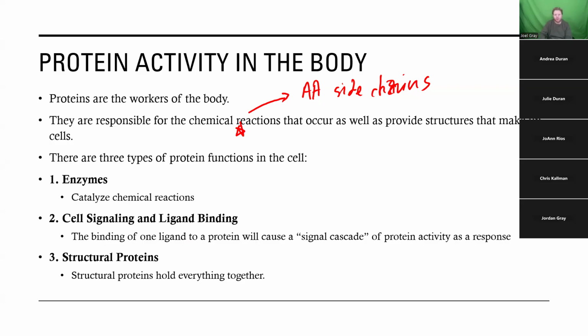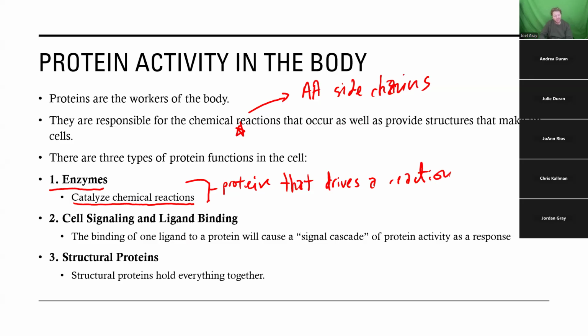There are three major types of protein functions that I want you to be familiar with and comfortable with. First is an enzyme. An enzyme is a type of protein that catalyzes a chemical reaction. That word catalyze just means to basically make it happen, make the reaction go. An enzyme is a protein that drives a reaction.